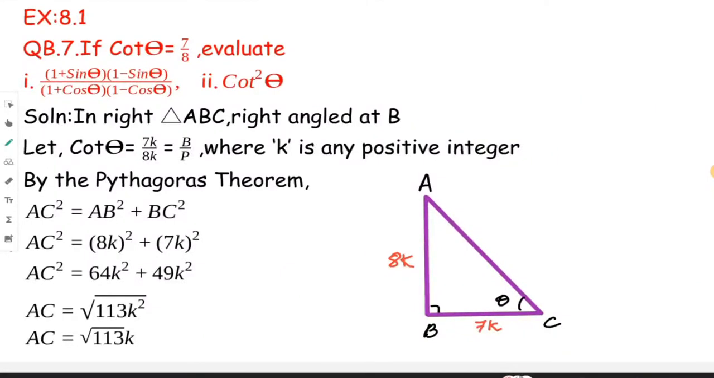8.1 question number B 7. If cot theta equals 7 by 8, evaluate. Alright, so we have to find these two values.